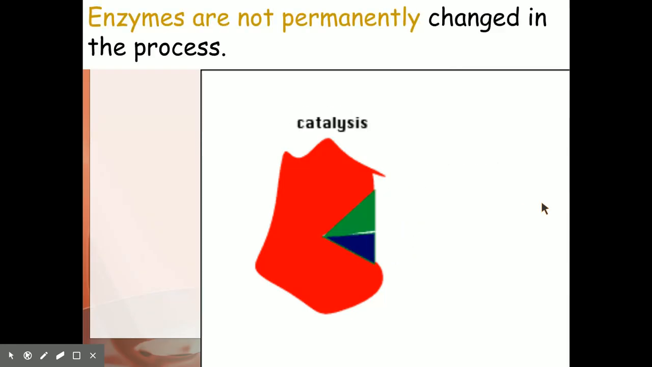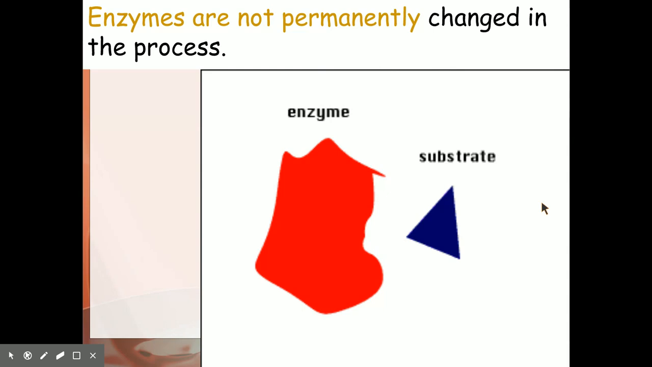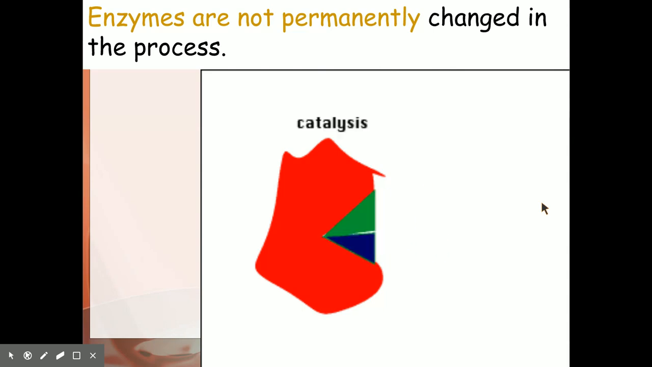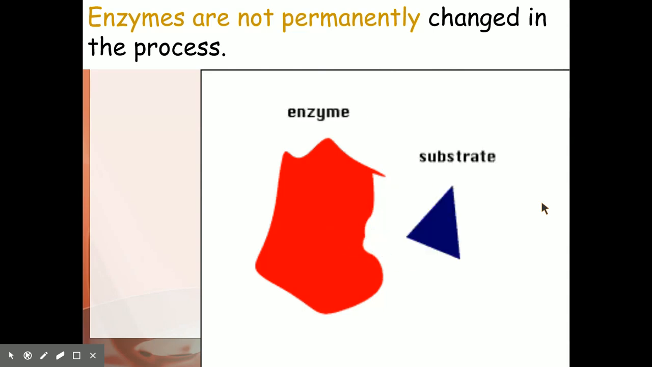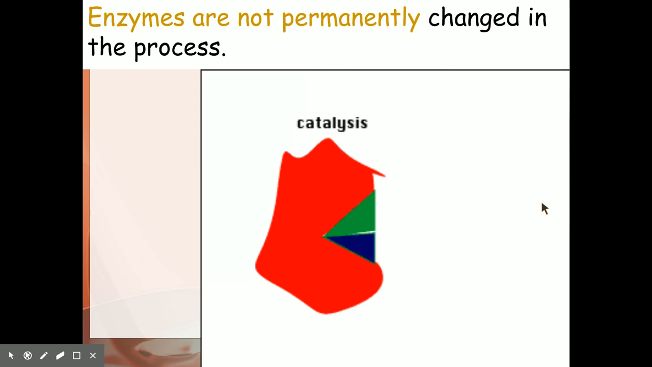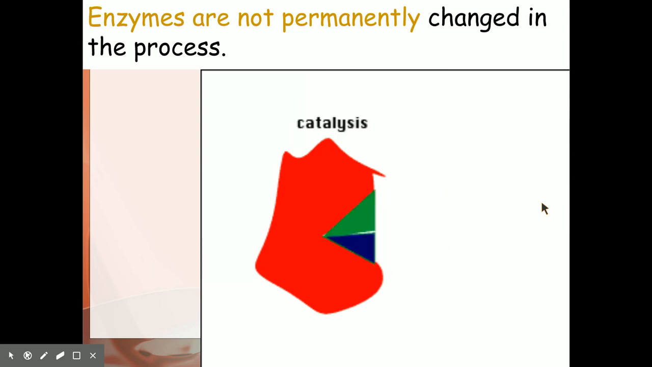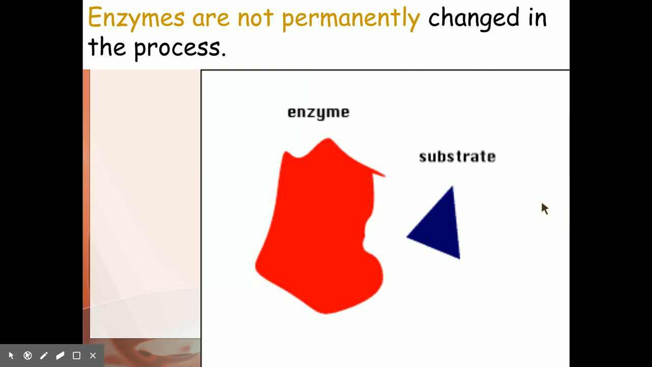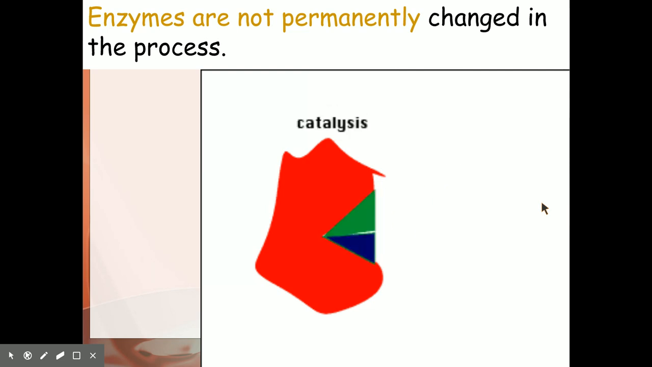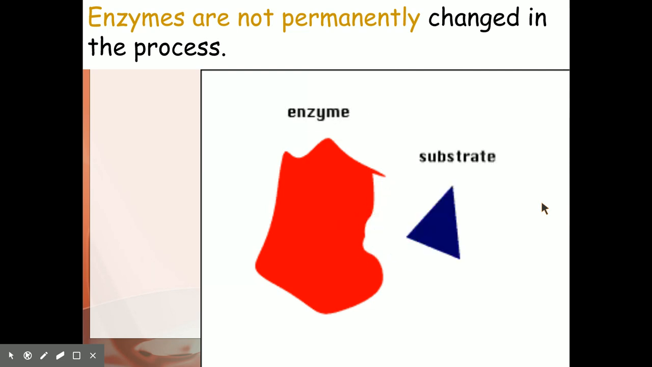So here's a nice video of it happening. You start with your blue substrate, it goes in, changes to the products. Another blue one would come over, changes to products. Notice how our red enzyme is not changing. It works every single time, which is why we don't need too many of them. A small amount of enzymes will do a lot of work.